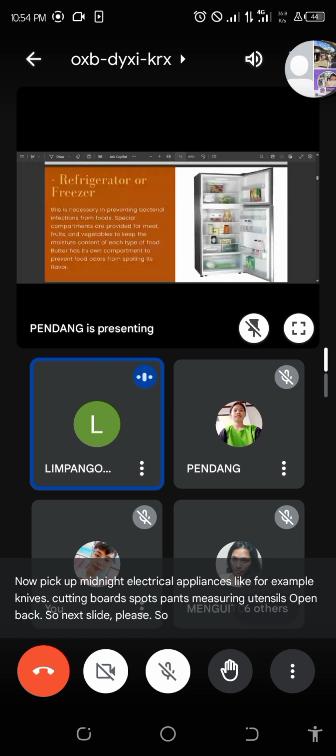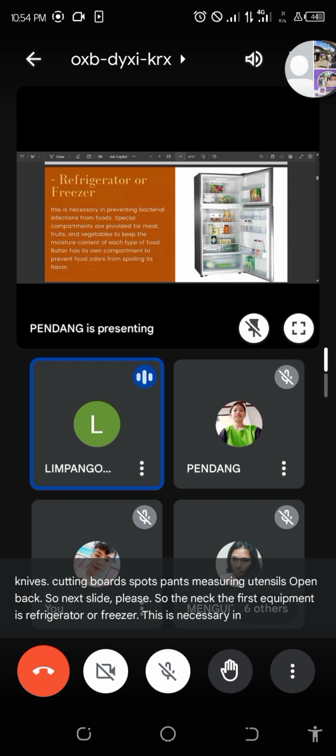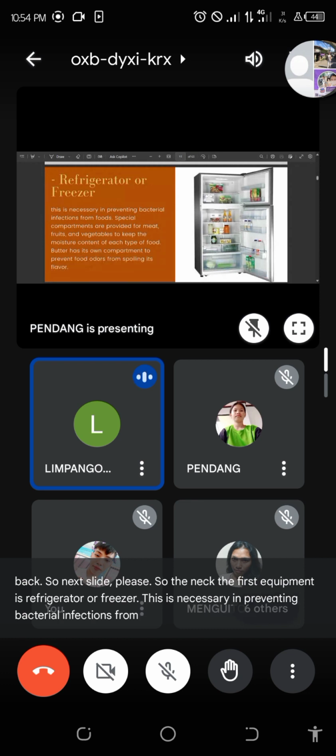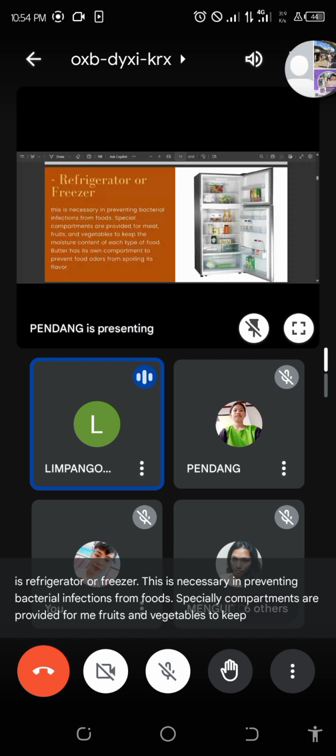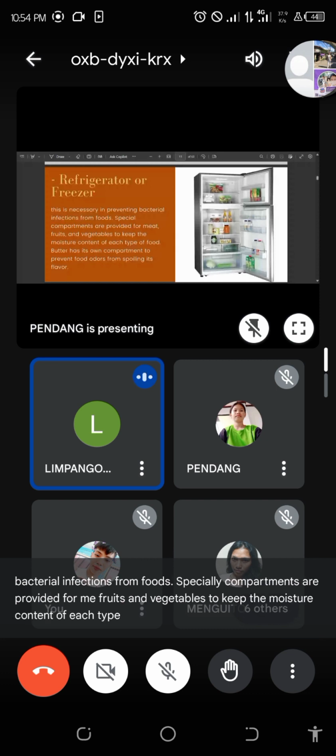So, the first equipment is refrigerator or freezer. Now, this is necessary in preventing bacterial infections from foods, especially compartments are provided for meat, fruits, and vegetables to keep the moisture content of each type of food.